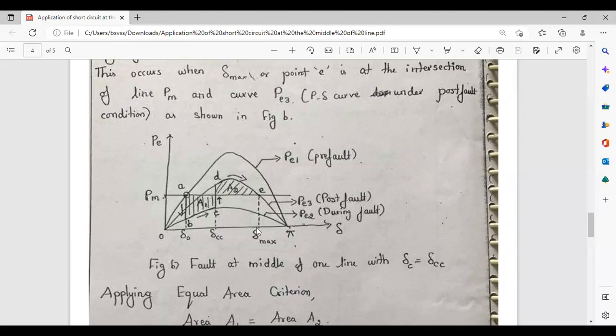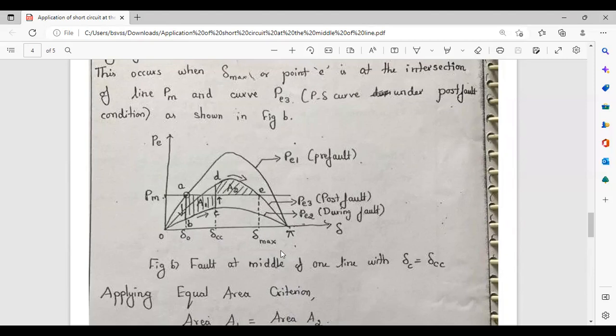This I have already explained in equal area criterion, and during this condition also the concept remains the same. During the initial condition the angle is delta naught, next it becomes delta C, the clearing angle. If the fault is not cleared at delta C, again the rotor angle will oscillate, and it will move from delta CC to delta max.